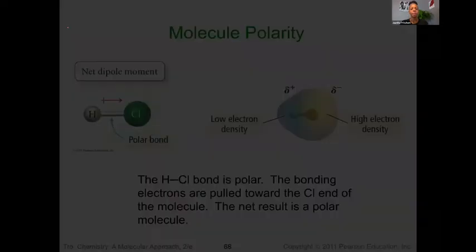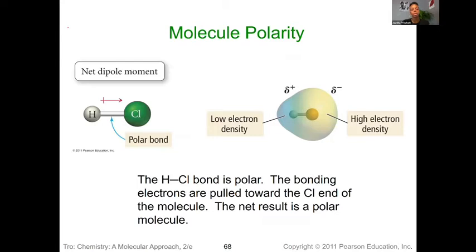Okay, so again, revisiting this polarity idea, remember polarity happens because you have uneven pulling between the atoms that are present. In the case of HCl, we know chlorine is far more electronegative than hydrogen, so it's pulling those electrons toward it. You can see the electron cloud is now distorted. You have a more electron-rich region around the chlorine compared to the hydrogen. So you end up with these partial negative and positive regions respectively.